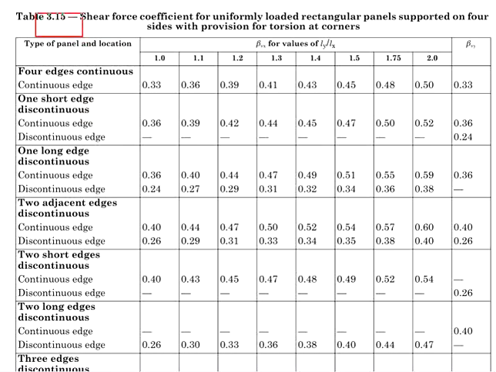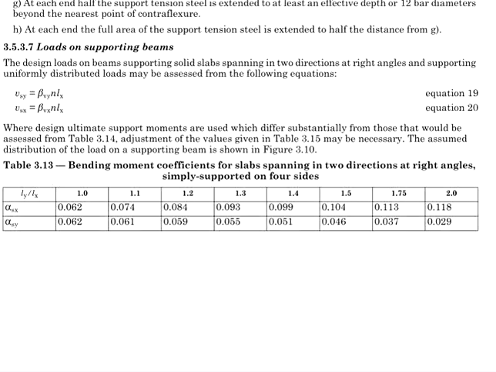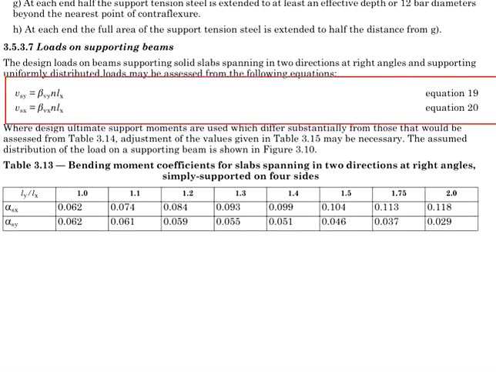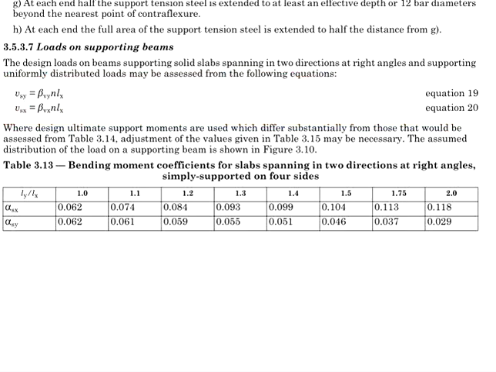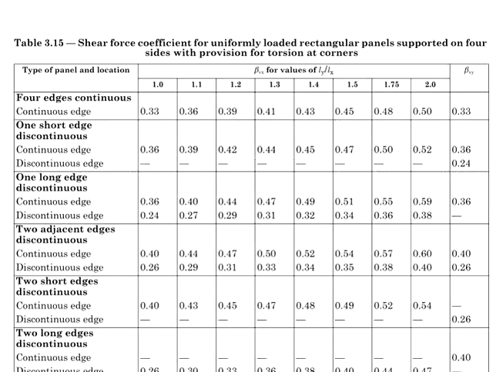To do so, we will need to first determine the shear loads acting onto the slab. Refer to Table 3.15 in British Standard BS 8110. The table is used to determine the shear coefficients, and the shear coefficients are used in equations 19 and 20 to determine the shear loads acting onto the slab. To determine the shear coefficient, you need to first know the classification of the panel.